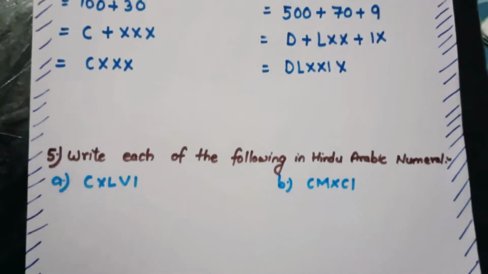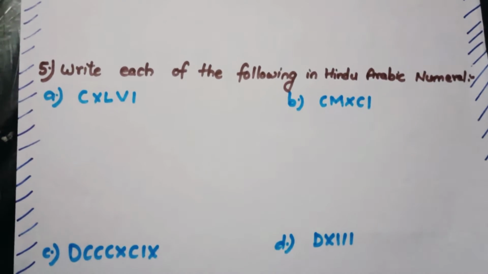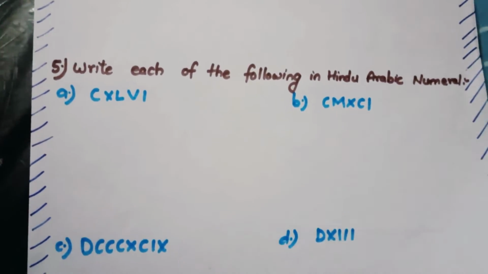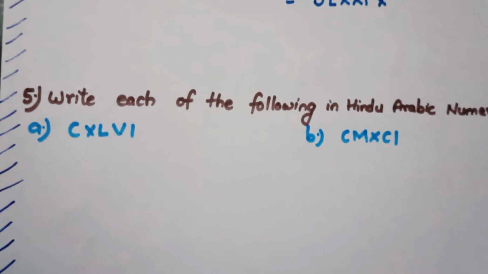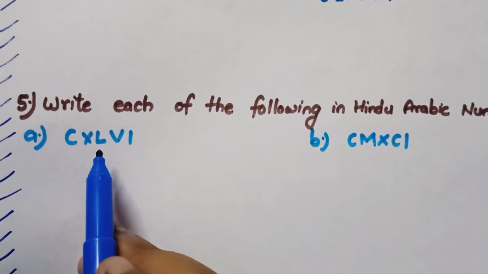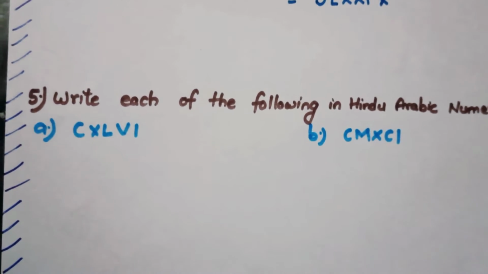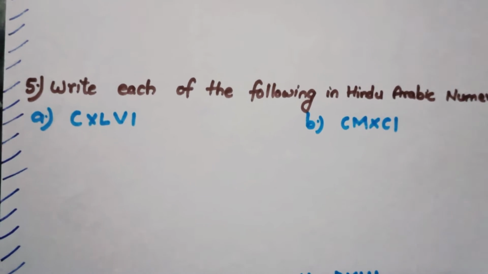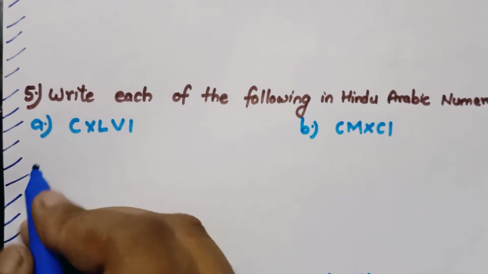Now, question number 5. Write each of the following in Hindu Arabic numeral. Same thing we will apply here also. How are we going to solve it? See, this is given to us in Roman numeral, and to convert it to Hindu Arabic, we have to again expand it. But while expanding, make sure to pick the correct combination of Roman numerals.